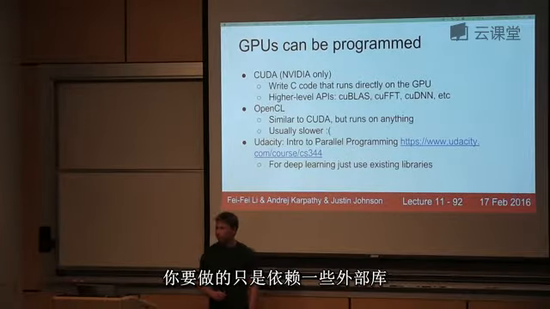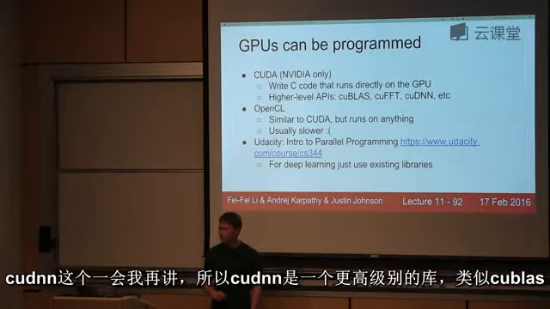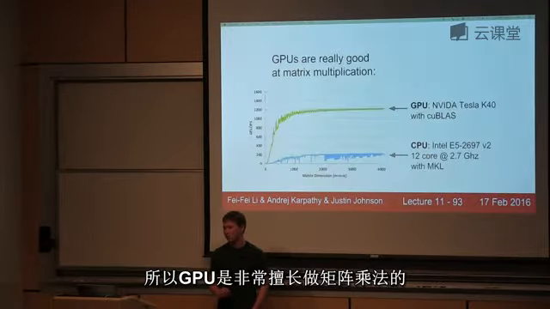Yeah? Is cuDNN kind of like Caffe and Torch, or what does it provide? Yeah, so cuDNN, I'll talk about that in a minute. CUDA is the raw thing, and cuDNN is a higher level library, kind of like cuBLAS.